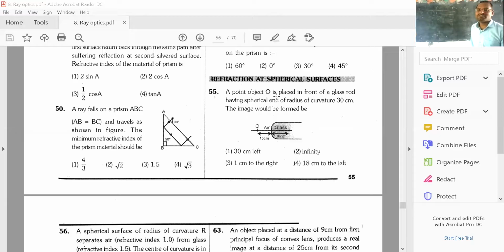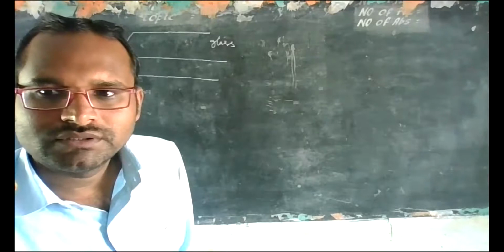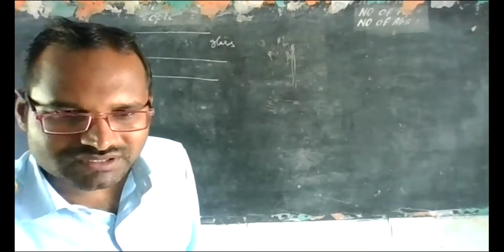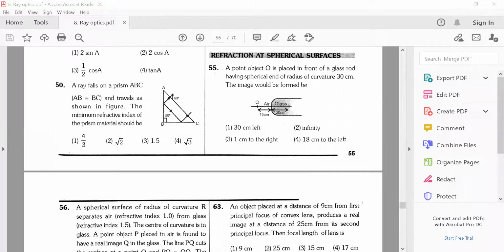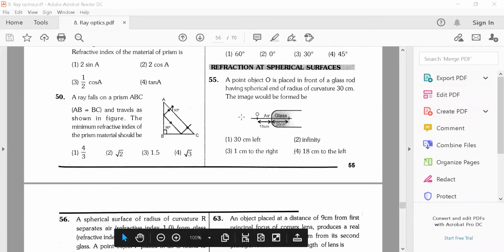A point object O is placed. Sorry, the connection is continuously disconnecting. Oh, whether I am recording or not, I forgot to record this.